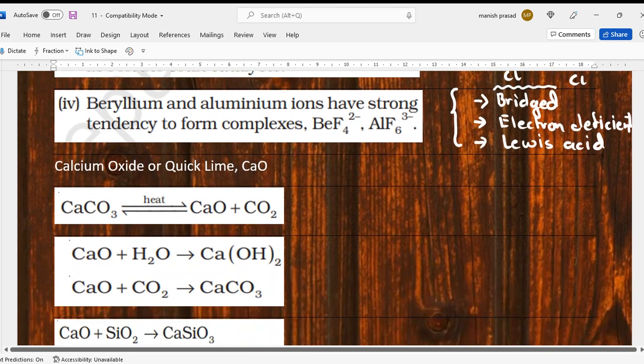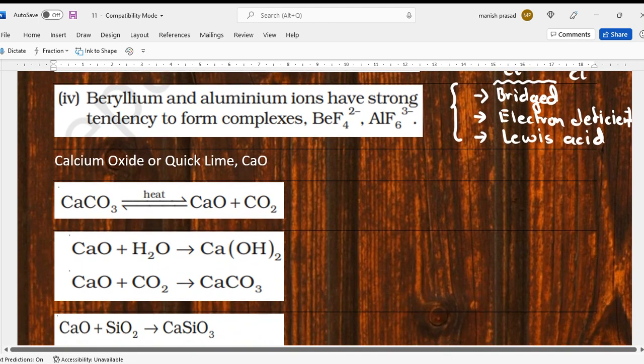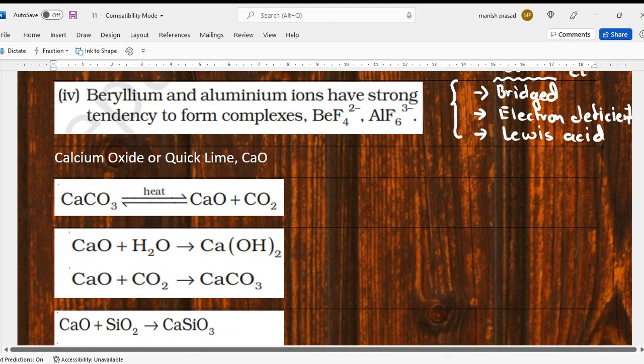Okay, now the next one, we go to Pranav. Pranav, the fourth one, beta. Yes, sir. Beryllium and aluminium ions have a strong tendency to form complexes, beryllium fluoride and aluminium fluoride.